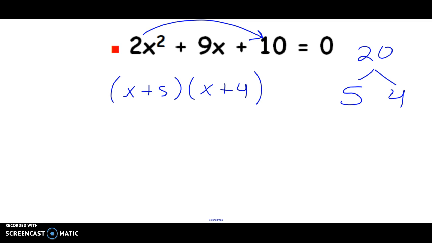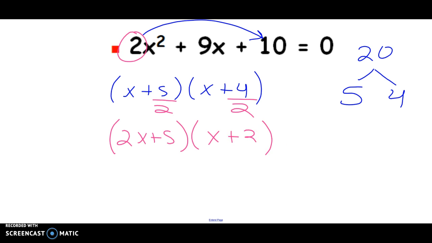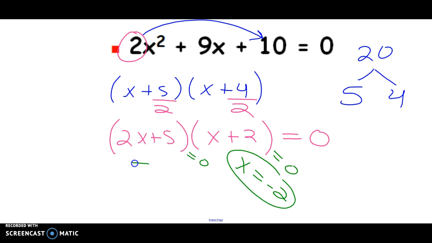But I'm not done yet. Bring down your a. Divide by a, divide by a. So we get 2x plus 5, bottoms up, and x plus 4. What are these called? This and this are called the factors. So if I ask you on a test to factor, you would stop right here and circle those parentheses. But this is an equation. It's equal to 0. So how do I solve the factors? Zero product property. So we set each one equal to 0. We get negative 2, and we get negative 5 halves.